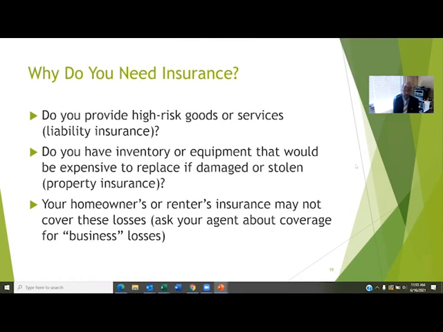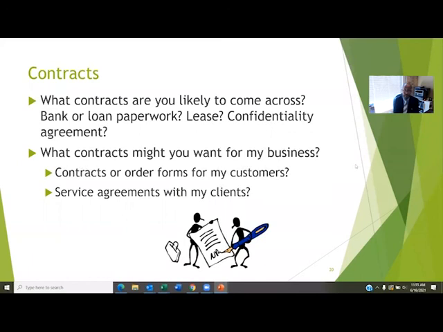Contracts are a necessary part of business. They include not only service contracts, I'll pay you X amount of money to receive this, but also bank loans, paperwork, leases, confidentiality agreements, non-compete agreements. Those are all forms of contracts that need to be in writing and done properly so that everyone's clear. In addition, if you're engaging customers or clients, it never hurts to have agreements in place in writing.